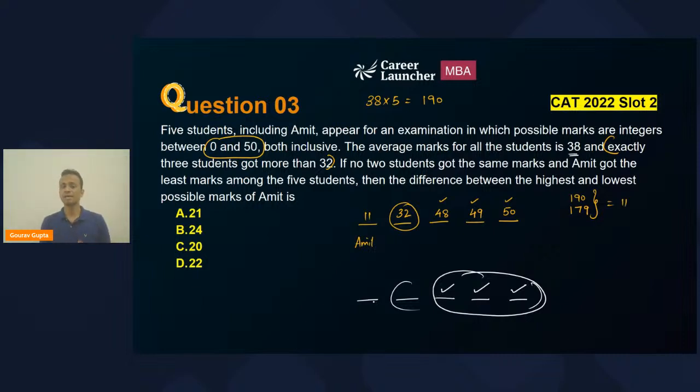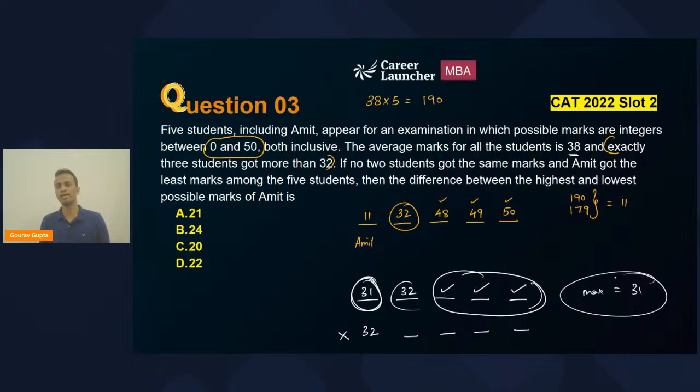Fine. Now to maximize the score of Amit, I have to consider this as 32, and the maximum value that Amit can get will be 31. It cannot be more than 31. If Amit has 32, then the other 4 will have more than 32, but only 3 can have more than 32, right? So Amit cannot have 32 marks. The maximum value that Amit can have will be 31. So max will be equal to 31. Okay, so minimum was 11, max was 31. Take the difference of these two. 31 minus 11 is equal to 20. The correct answer of this question will be option C.